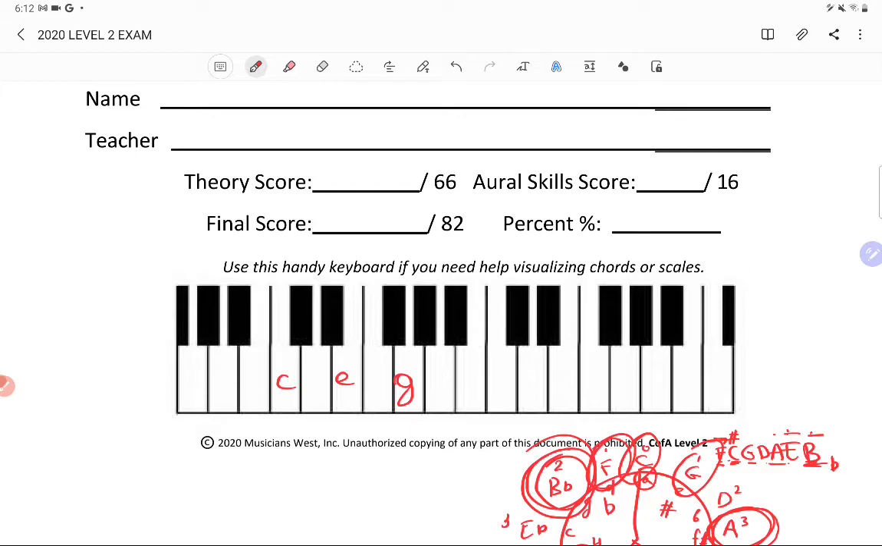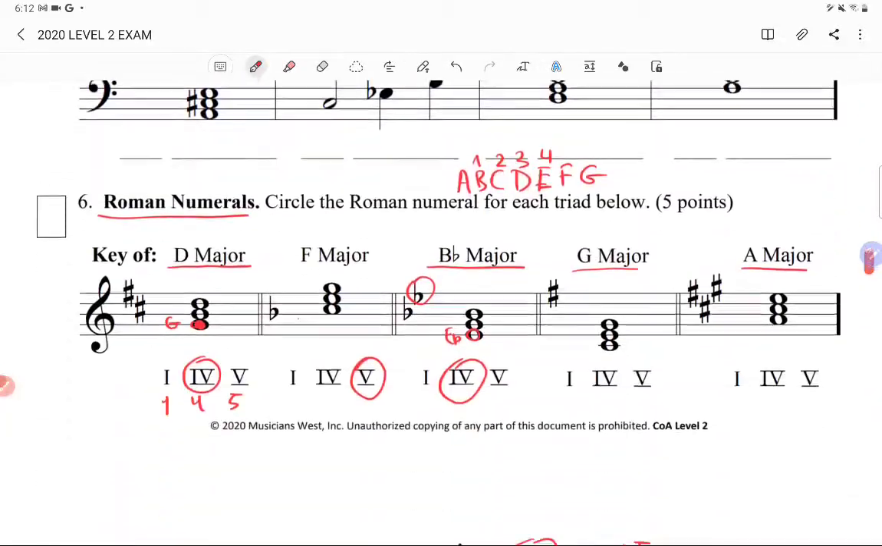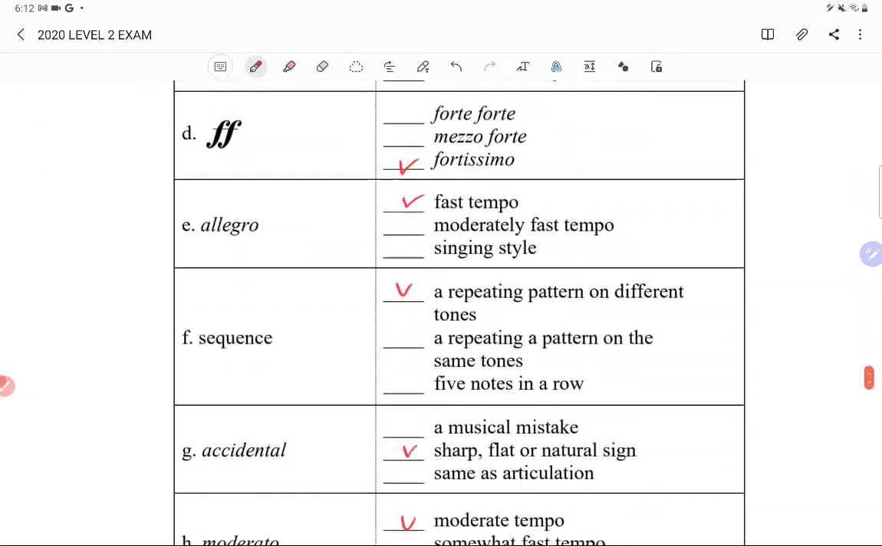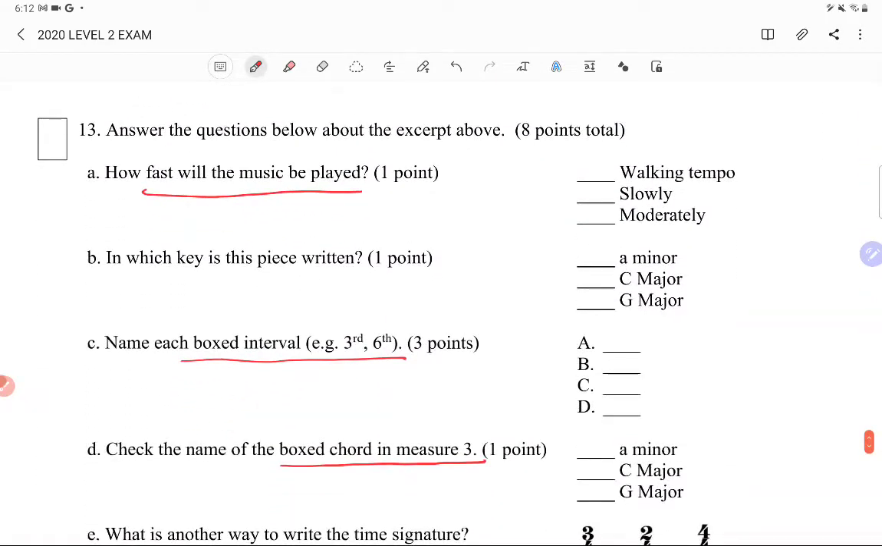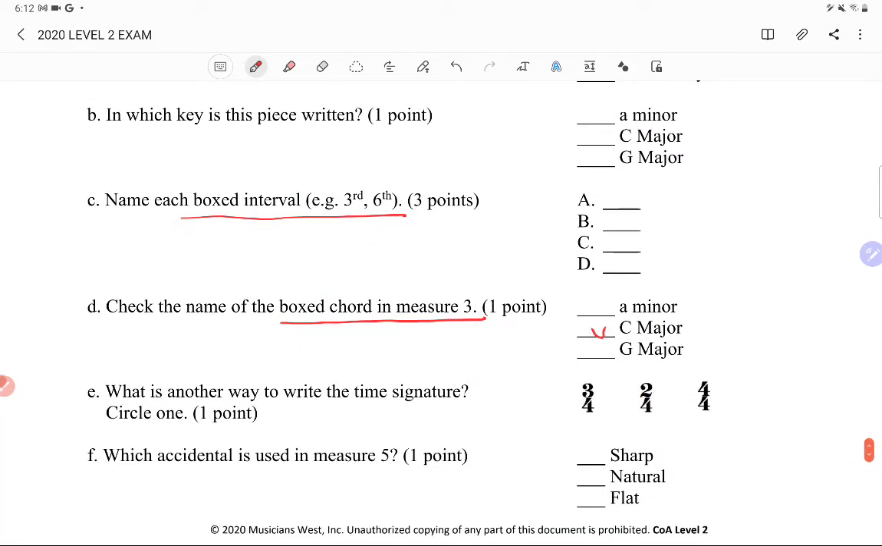What do they look like? They actually look like a C major chord, right? I hope by this time you already know what a C major chord looks like. So that's what you're going to put in your answer. It's a C major.